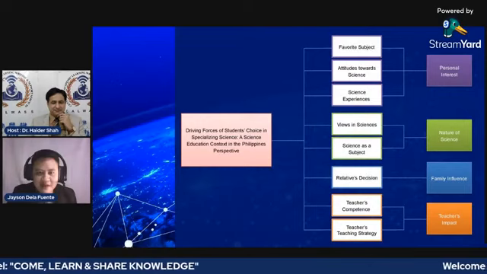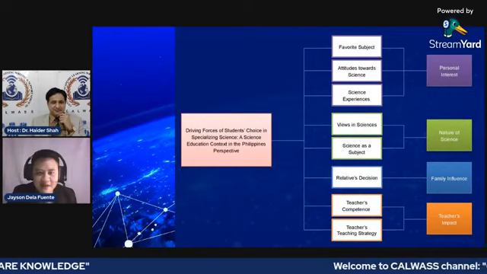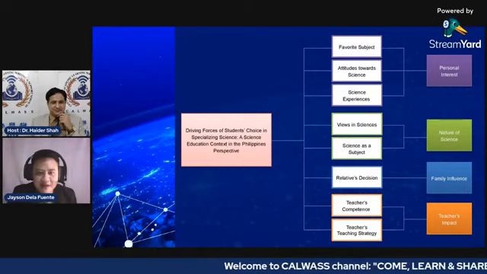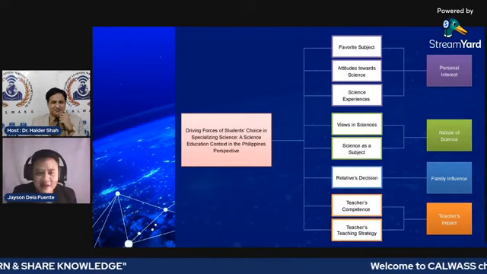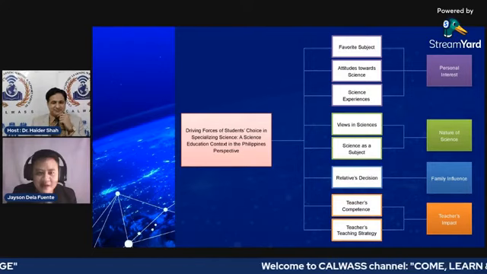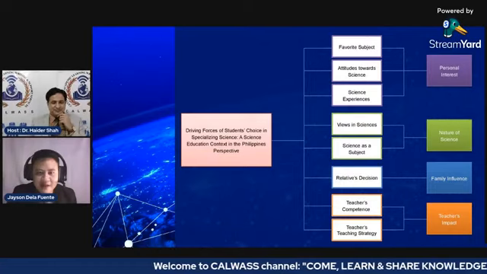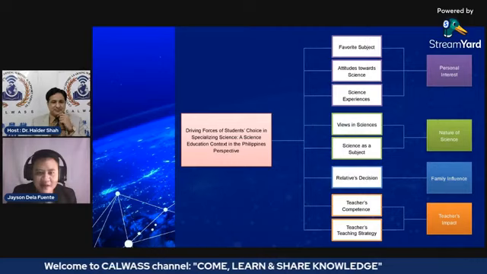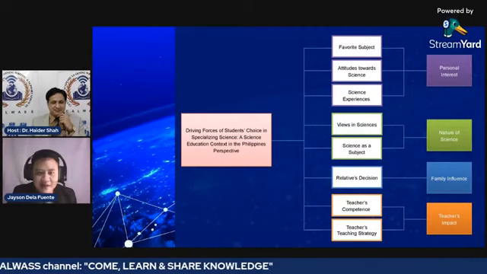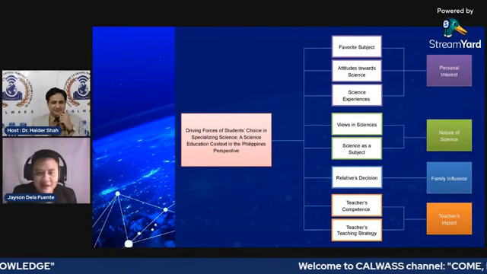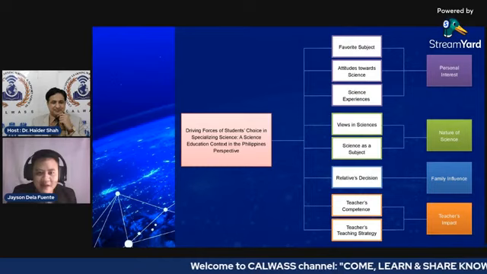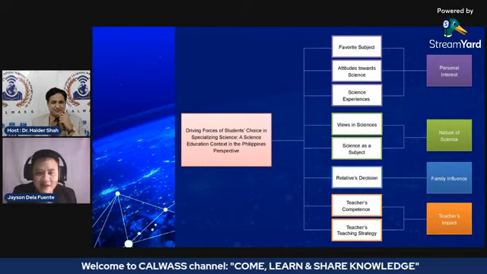Second one is views in science, science as a subject, categorized into a theme that can be considered as the nature of science. How they perceive science, how science as a field is perceived by the participants, in general, speaks about the nature of science. Then, relatives' decision. Why they choose science? Because they were influenced by their relatives. And this is actually the sole or the only response.